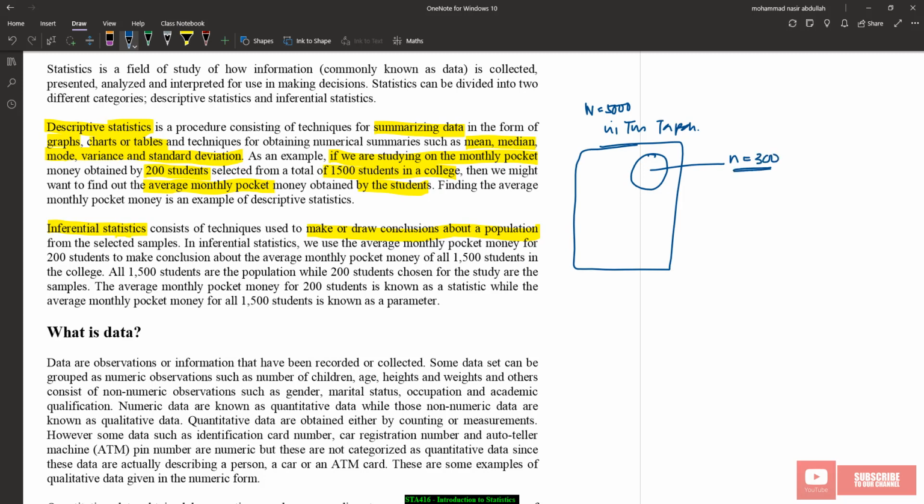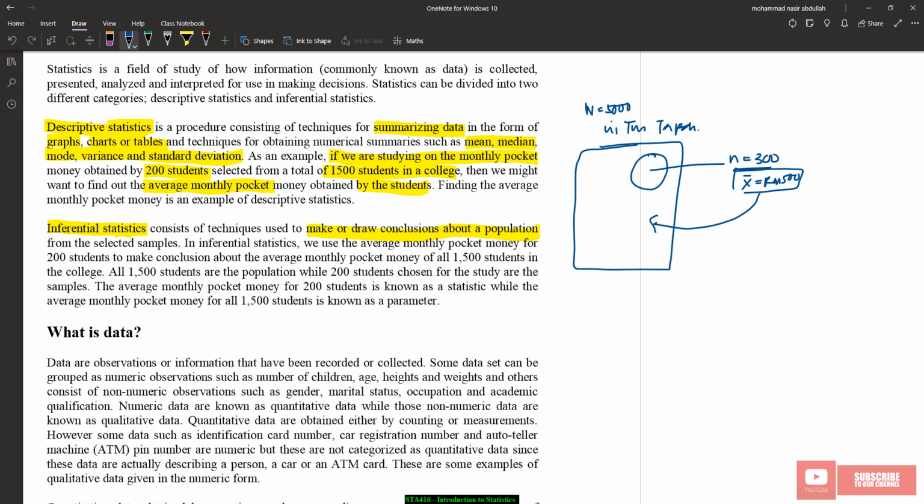So I measure the monthly pocket money that the students have every month, right? So from this value, let's say RM 500 per month, the students have monthly pocket money. From the sample, I want to infer back to the whole population. So I can conclude that all students in UITM Tapa have a monthly pocket money on average of 500 ringgit. So that is the point of inferential statistics. We are taking the sample, we want to infer back to the population.